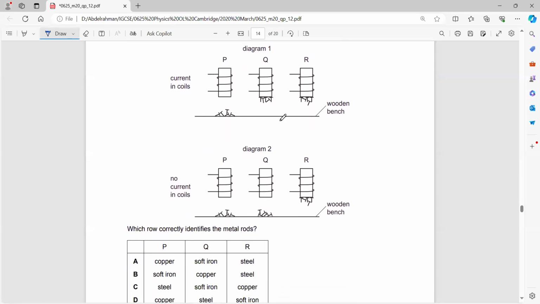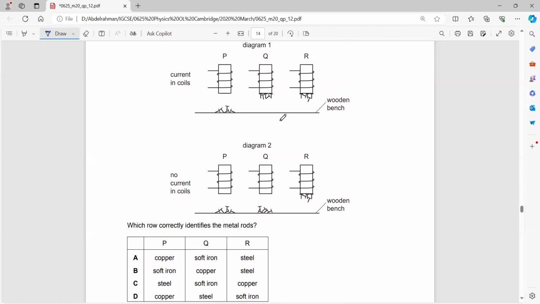Which row correctly identifies the metal rods P, Q, and R? P didn't attract in either case, so it could be copper.